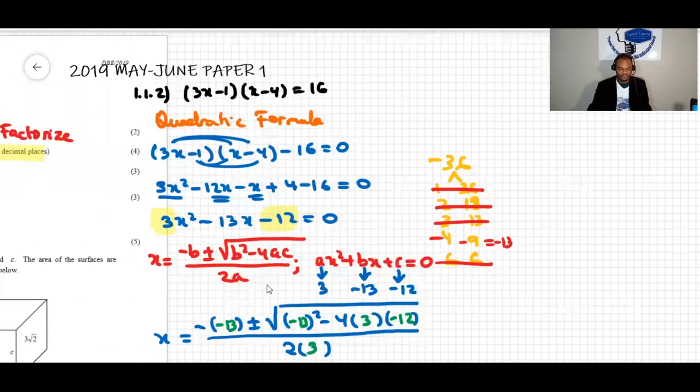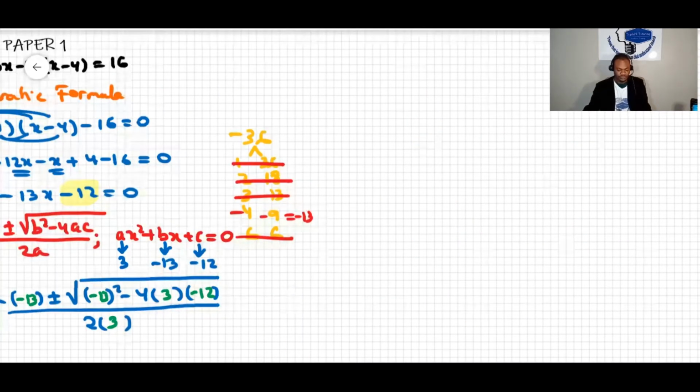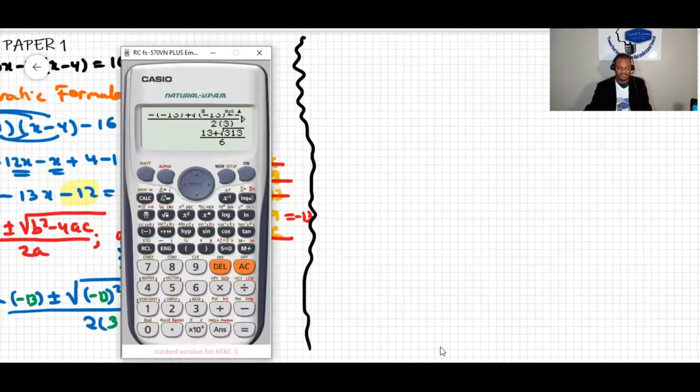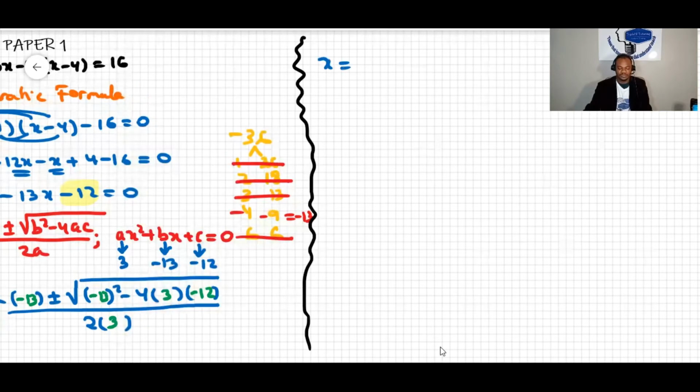So if you press equal, we got x is equal to 13 plus the square root of 313. So x equals 13 plus or minus the square root of 313 all over 6. These are the solutions we get. Now, remember that there are two solutions, one with the plus and the other with the minus.